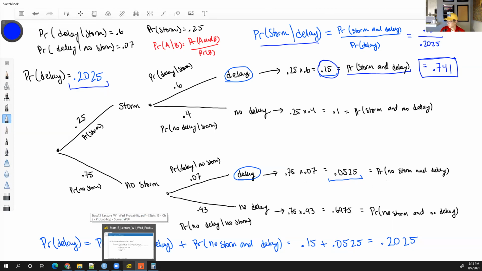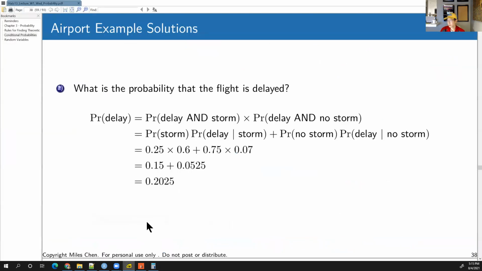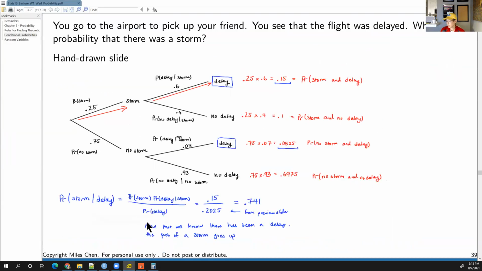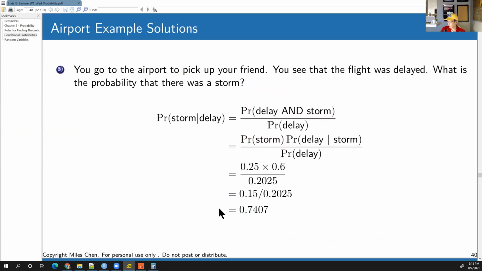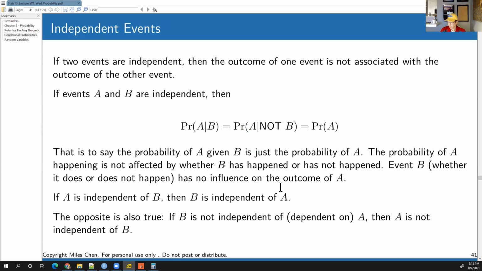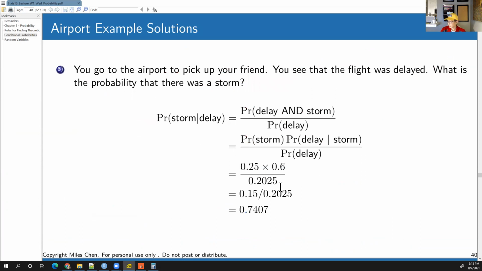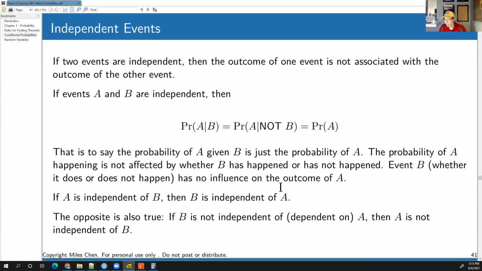Okay. Any questions there? I feel good. So that's what we have here. 0.741, and there's our answer. Delay and storm, et cetera, et cetera. Okay. I'm going to keep moving unless somebody has a question here.